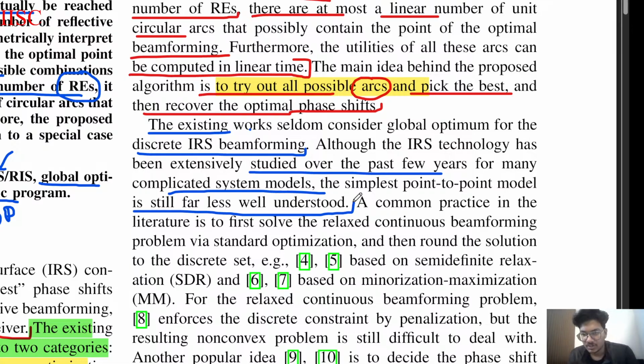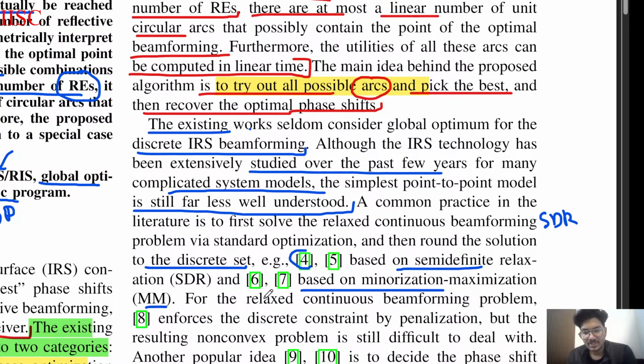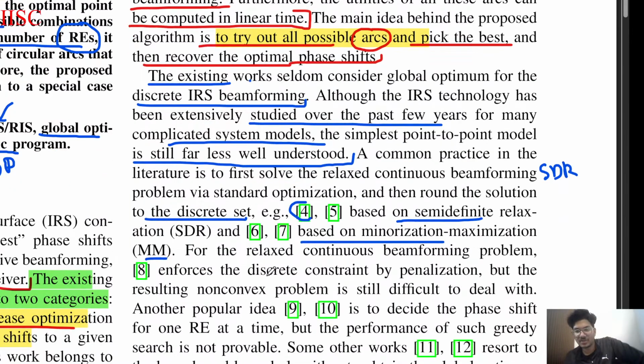So we do not simply jump to the direct problem. We first go for the relaxed continuous beamforming using standard optimization techniques, and then round the solution to the discrete set. For example, papers 4 and 5 are based on semi-definite relaxation, that is SDR, and papers 6 and 7 are based on minorization and maximization, for the relaxed continuous beamforming problem.